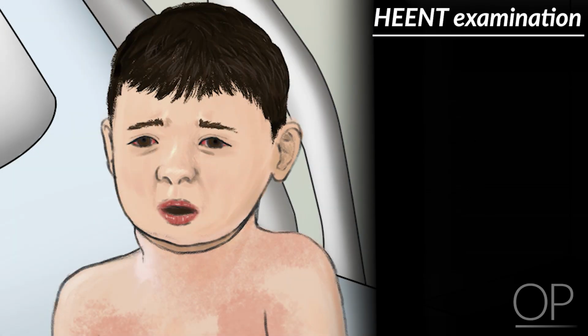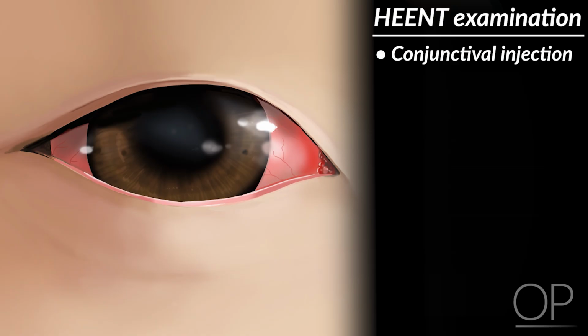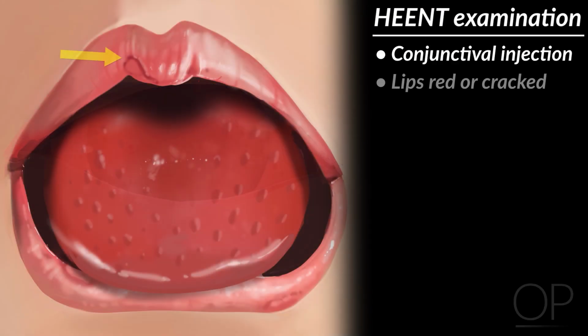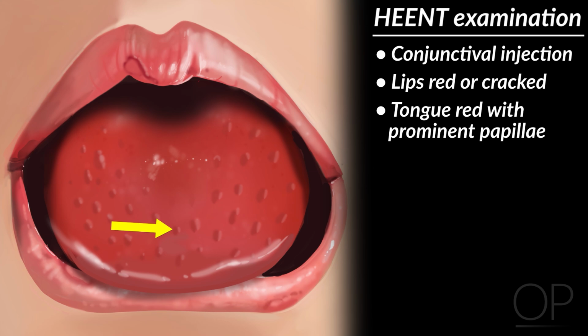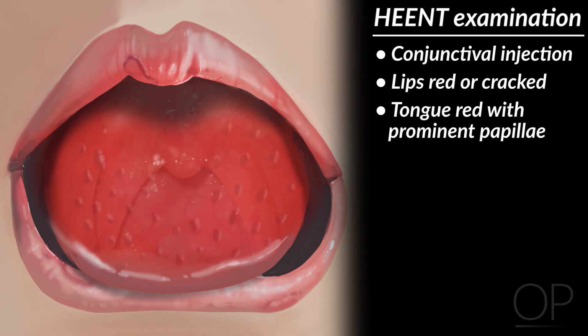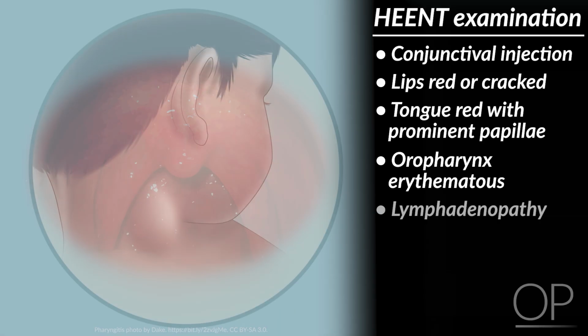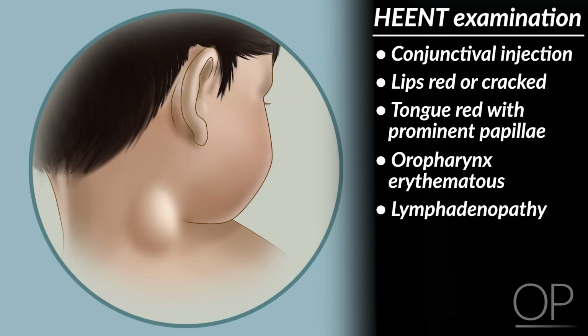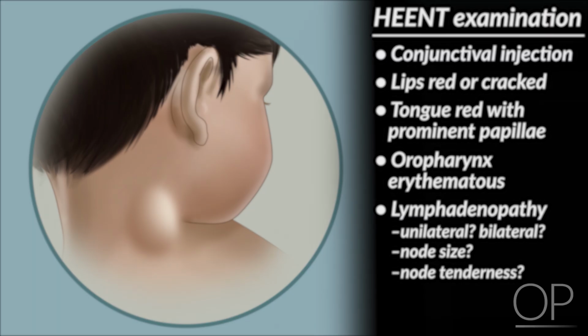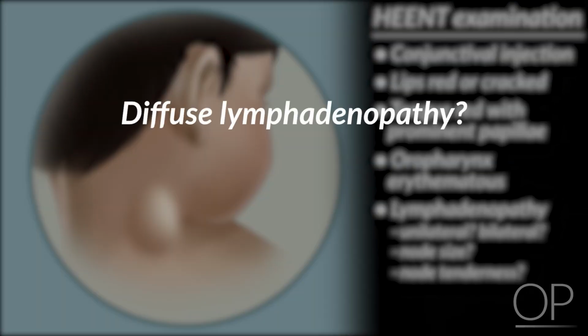Complete a thorough HEENT exam. Is there conjunctival injection? Are the lips red or cracked? Is the tongue red with prominent papillae? Is the oropharynx erythematous? Is there lymphadenopathy, and if so, is it unilateral or bilateral? How big are the nodes? Are they tender? If the lymphadenopathy is diffuse, this is more suggestive of a viral illness.